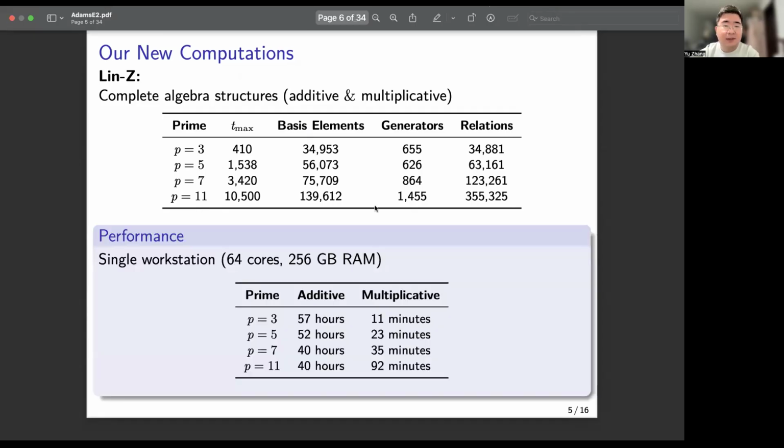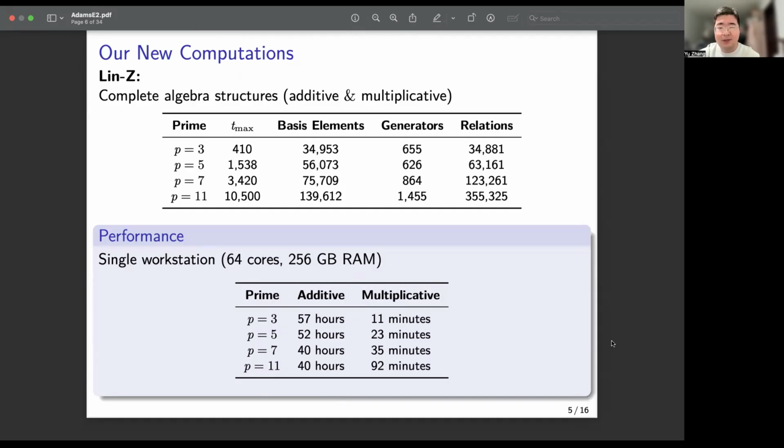And our program was also performed on the same workstation with 64 cores and over 200 GB of memory. And the time taken for such computations is summarized in the following table. For each prime, determining the additive structure took around 40 or 50 hours, and determining the multiplicative structure takes much less time.